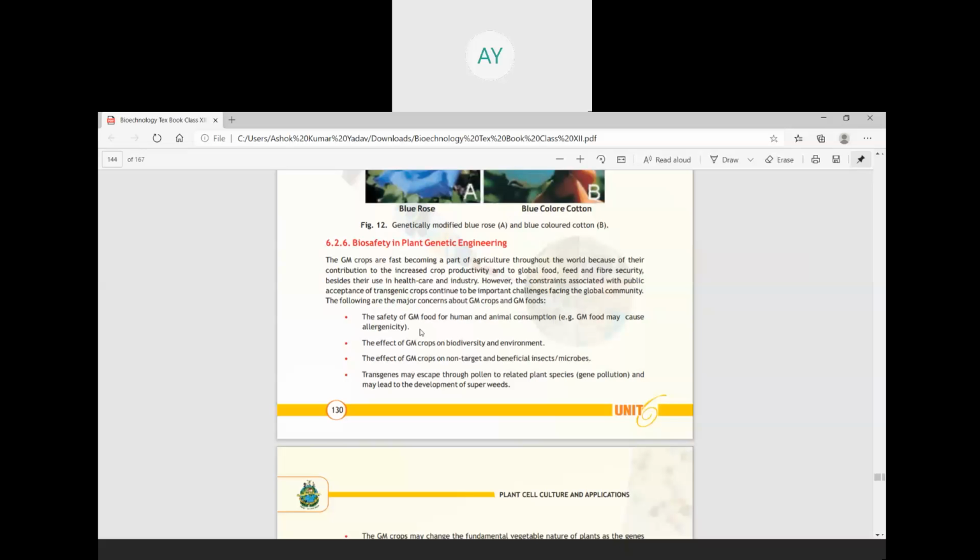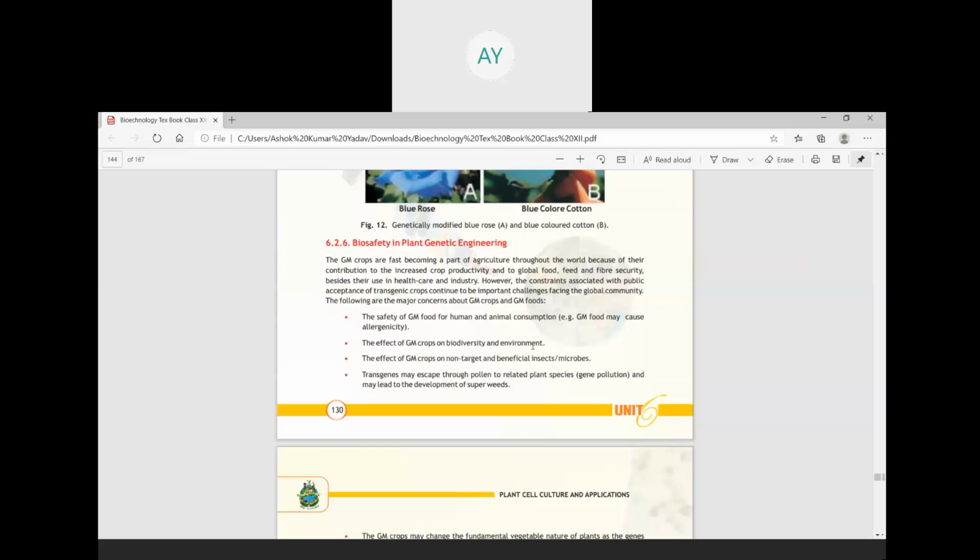Then effect of crop on biodiversity and environment. How is it affecting? Only a single type of variety, the transgenic crop, if it is growing on the whole area of the world.